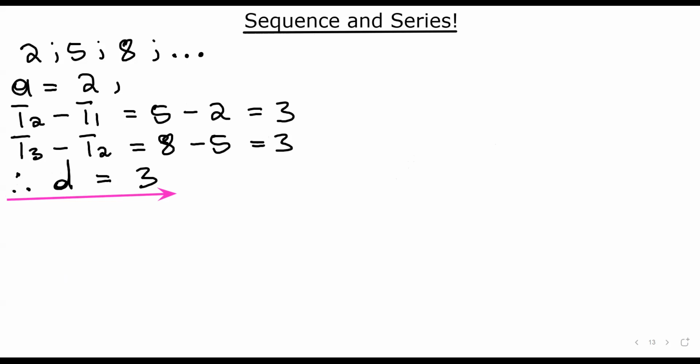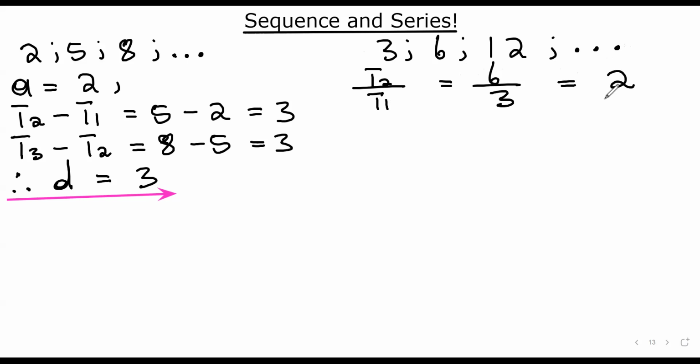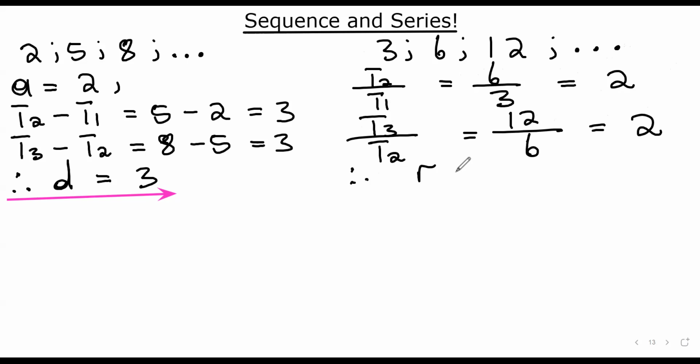And we also do the same for the other pattern, 3, 6, 12, going on all the way to infinity. So here we say term number 2 divided by term number 1. Well, that's 6 divided by 3, and we get a 2. Term number 3 divided by term number 2. That's 12 divided by 6, and we get a 2 as well. And now the conclusion is the constant ratio is simply 2. Well, A is the same for both of them, but that's fine.